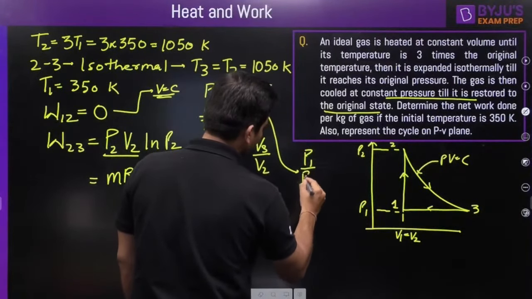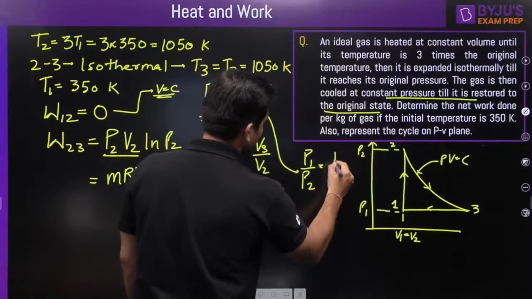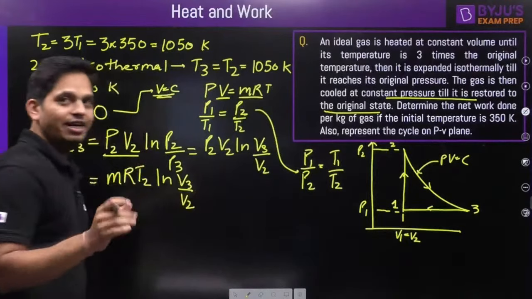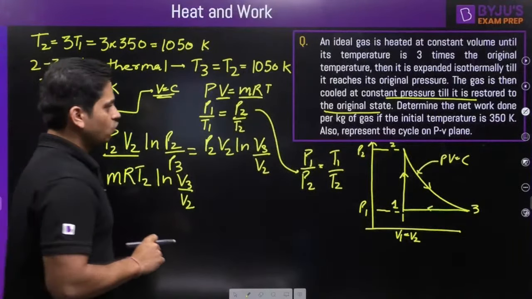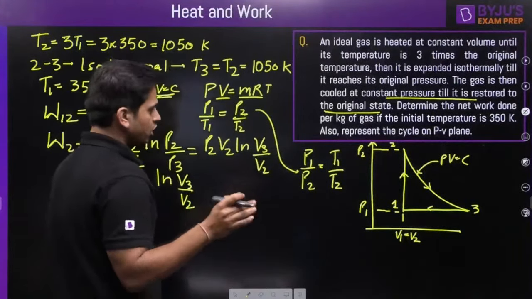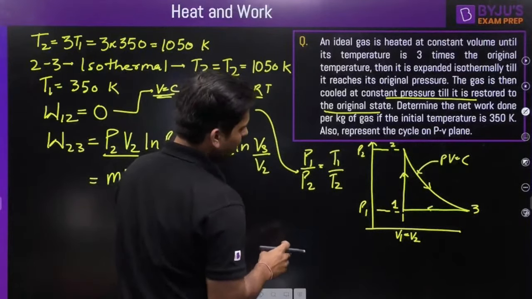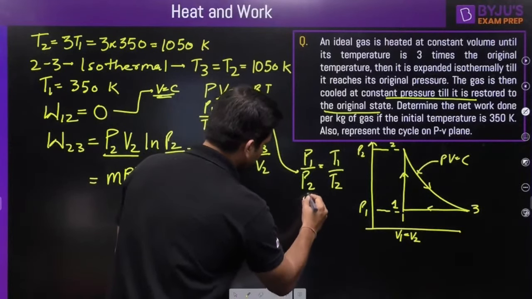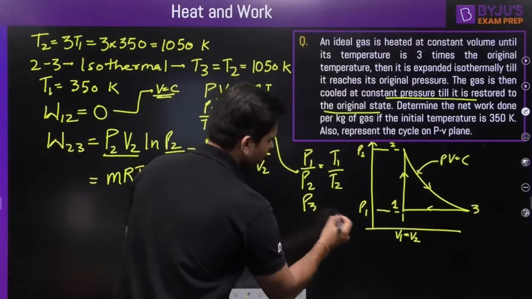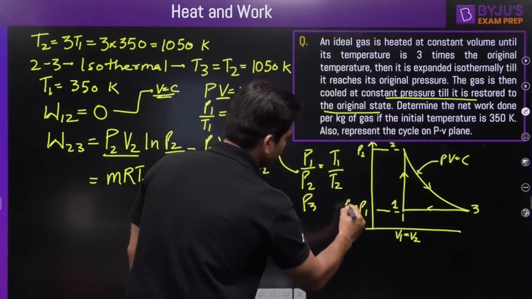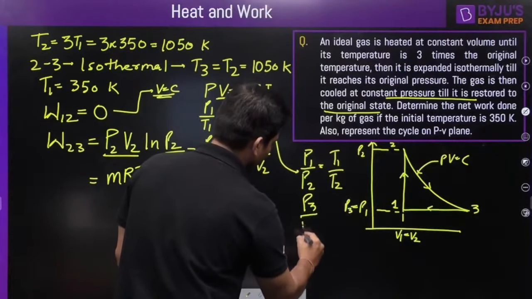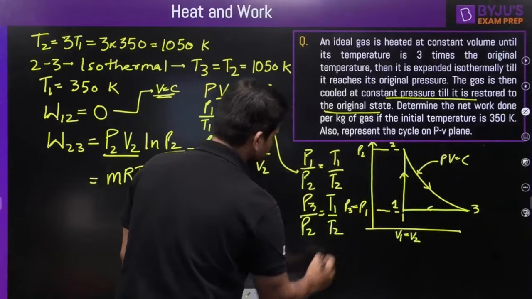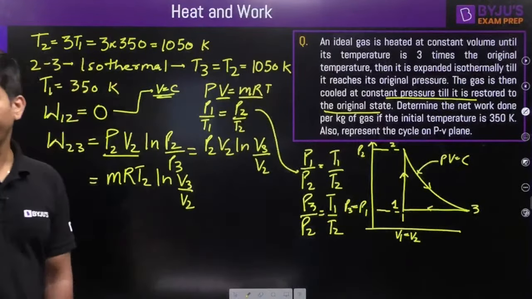P1 by P2 is equal to T1 by T2, right? Okay, so can I also say that P1 is equal to P3? Yes. So P1 is equal to P3, right? P1 is equal to P3 by P2 is equal to T1 by T2, right?